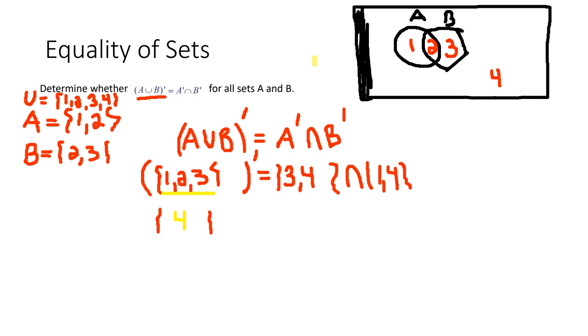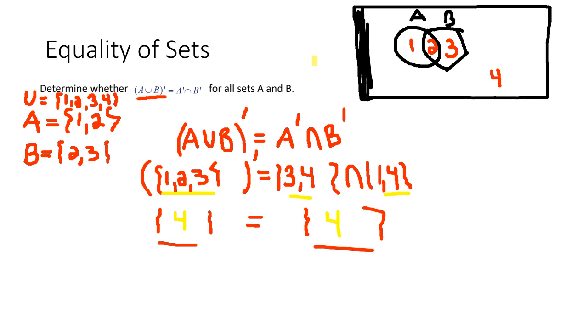Okay, so now we're looking at what is the intersection of this set and this set. So what does this left-hand side set have in common with the right-hand side set? And so the number that they have in common is 4. Okay, so if we compare the left-hand side, we got 4 and the right side was 4.